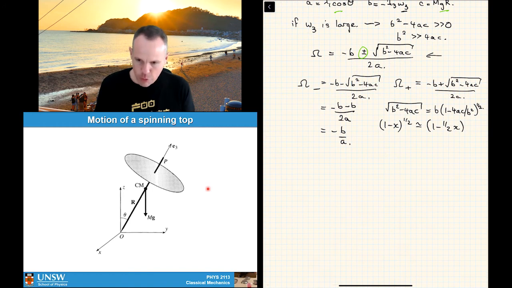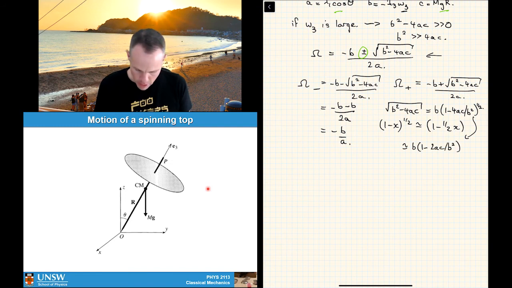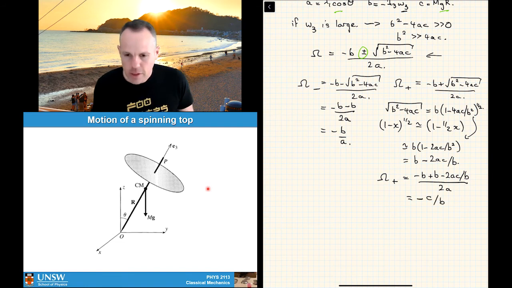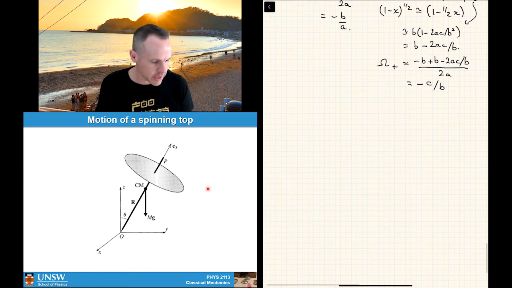If we use this one, what we get from the line up above here is b 1 minus 2ac on b squared. This is going to be equal to b minus 2ac on b as a fraction. And now we can go back to our omega plus, and it's going to be minus b plus b minus 2ac on 2a. And if you work this out, this is now minus c on b, which is a more useful answer than zero, okay? So what we've done is had to take an approximation. We have to take an approximation that keeps the problem alive in some sort of sense.